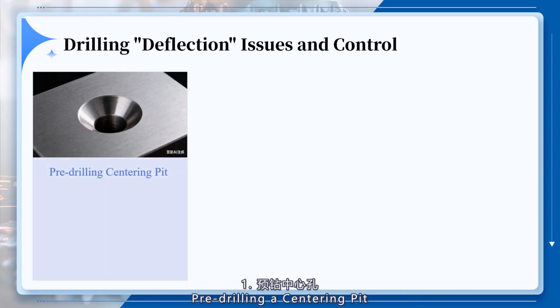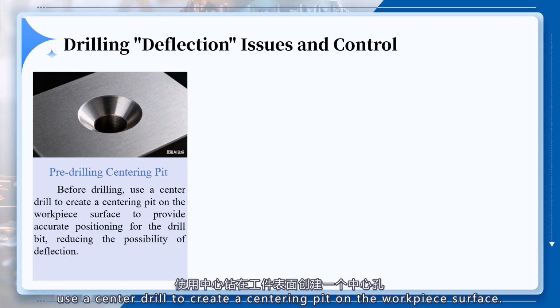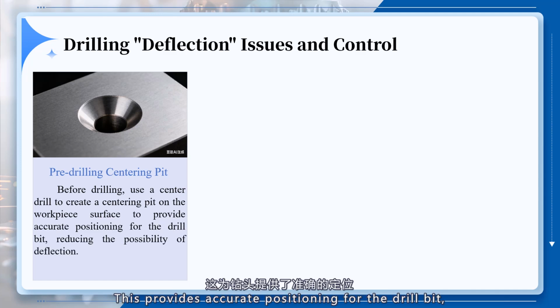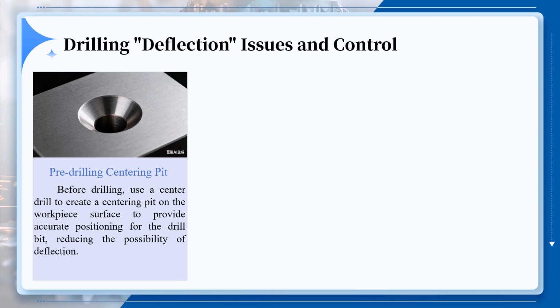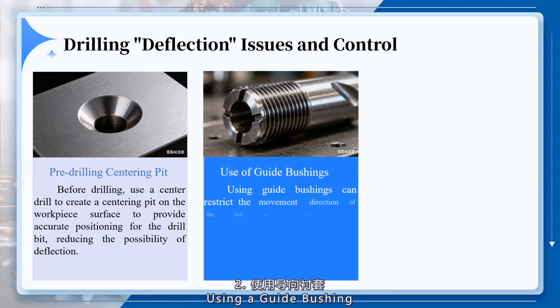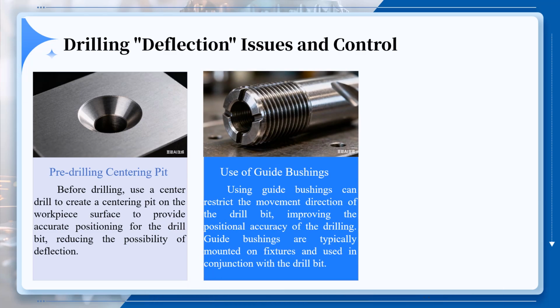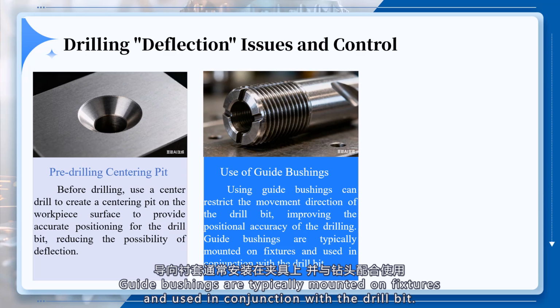Pre-drilling a centering pit. Before drilling, use a center drill to create a centering pit on the workpiece surface. This provides accurate positioning for the drill bit, reducing the likelihood of deflection. Using a guide bushing. A guide bushing can restrict the movement direction of the drill bit, improving the positional accuracy of the drilling. Guide bushings are typically mounted on fixtures and used in conjunction with the drill bit.